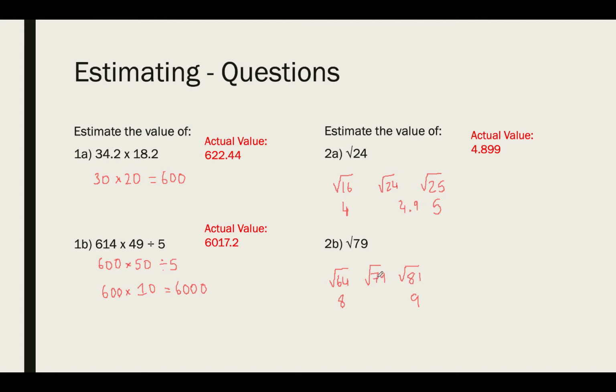Now, is 79 closer to 64 or is it closer to 81? Well, it's only two numbers away from 81, so I'd say it's closer to 9, which means that if I was to give an estimation, I would give 8.8. The actual value was 8.9, so once again, very close.